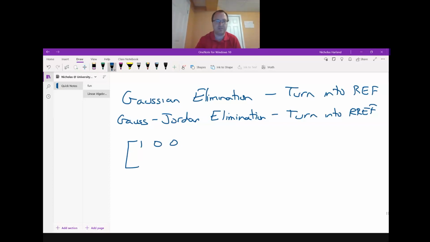So here's an example of a matrix here. Again, let's look at the rules. Every non-zero row, in this case they're all non-zero rows, has a leading one. They move to the right. So this is in row echelon form. Everything above and below those leading ones are zeros. This is in reduced row echelon form.